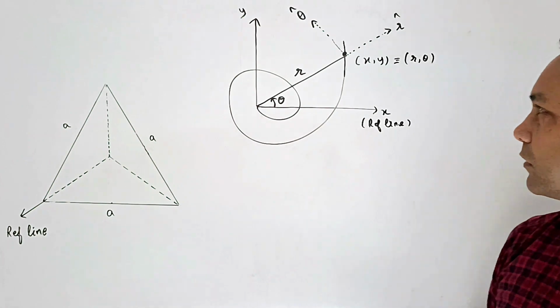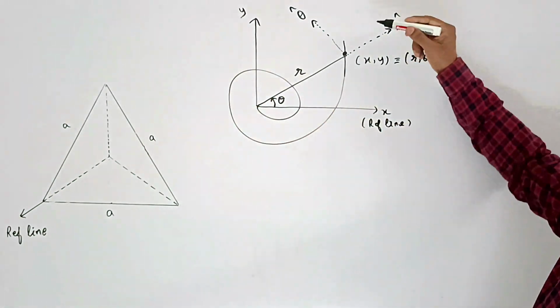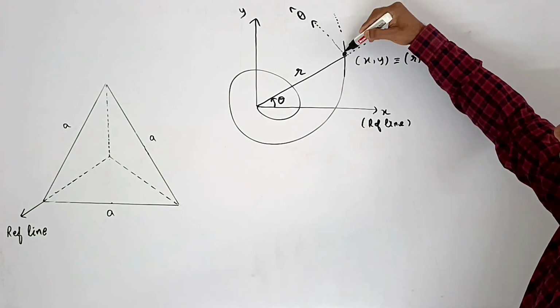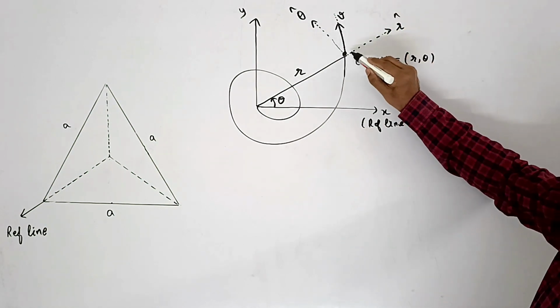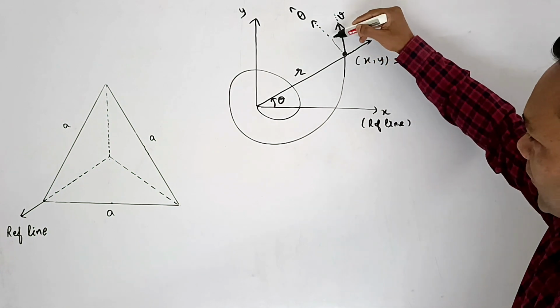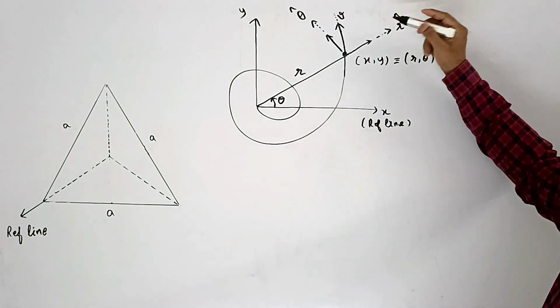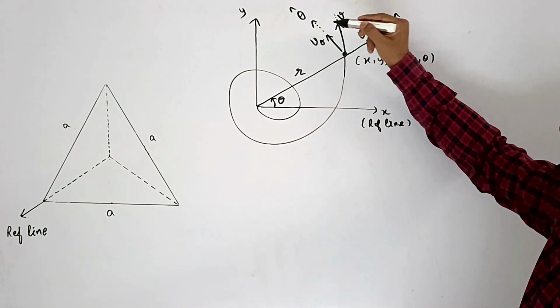Velocity is always tangential to the path. Suppose the particle is moving like this, and at this moment the velocity is this v. This velocity has two components. One component is along the r cap direction, and one is along theta cap. This we write v_r, and this we write v theta.